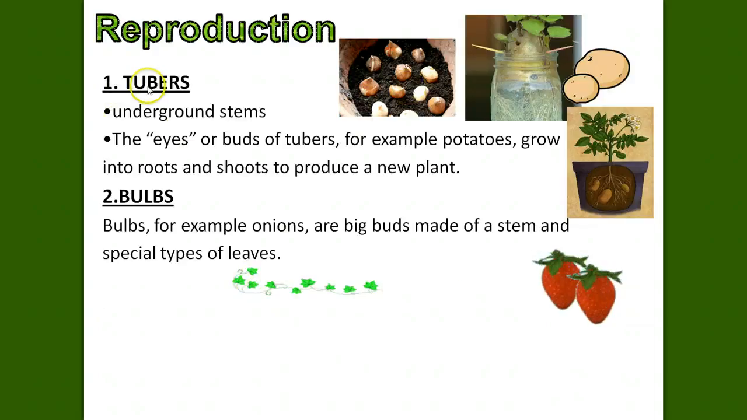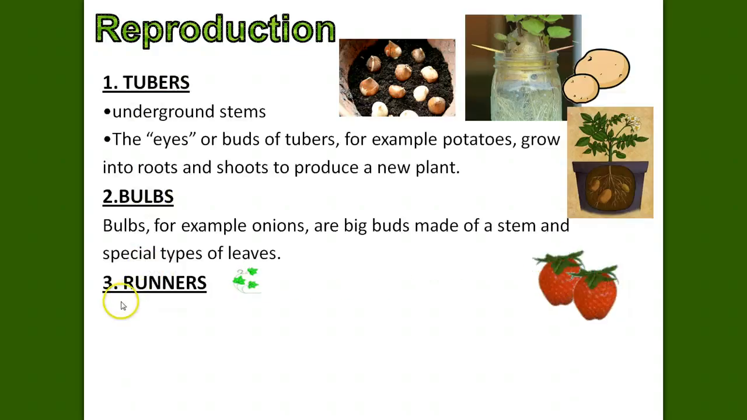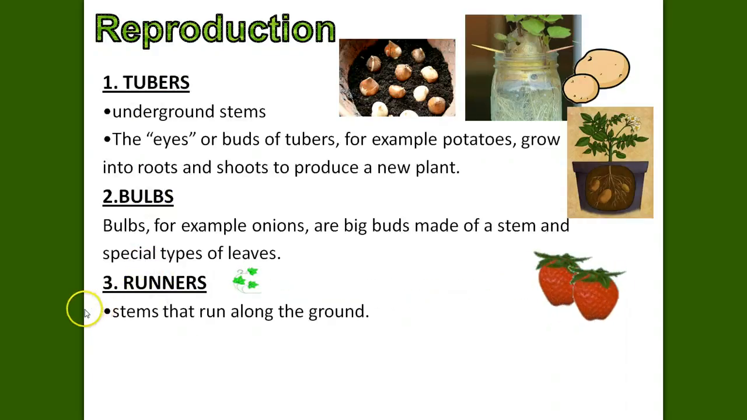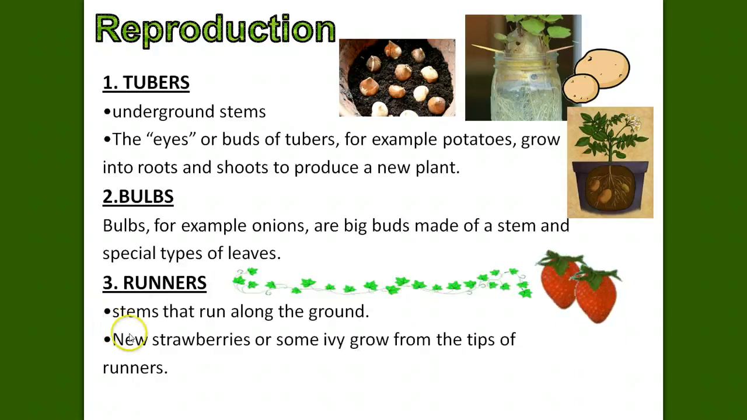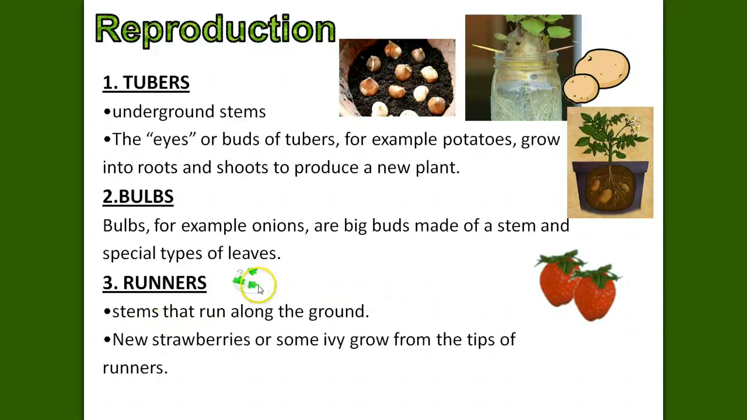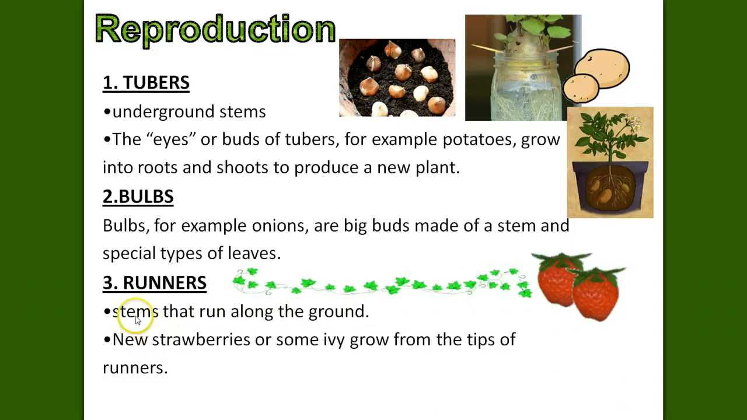So you should have written tubers and wrote potatoes, eyes of potatoes, and then in the next box you should have written bulbs and onions for the example. Another way that we can clone a plant, so these are 3 ways so far to clone a plant, are by runners. Strawberry plants and ivy grow along the ground in runners that look like this. They run across the ground. They form new plants. Stems that run along the ground, you could start with one piece and it'll just run and make more plants. New strawberry or some ivy grow from the tips of runners.